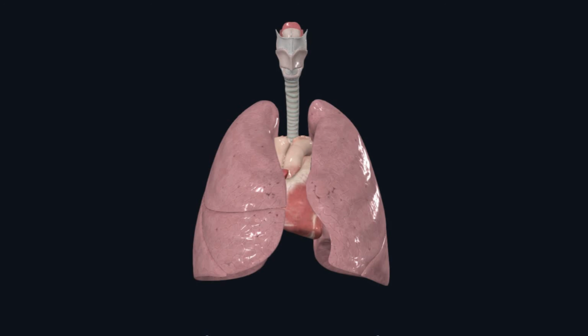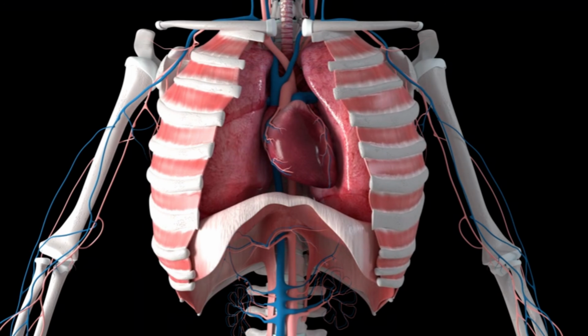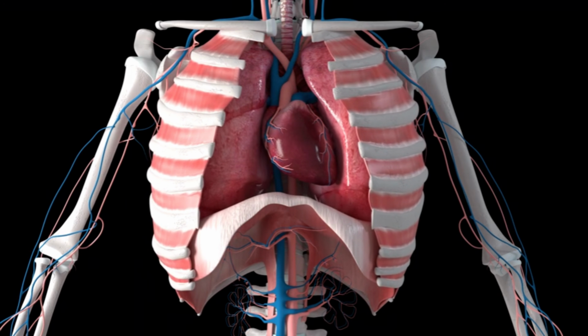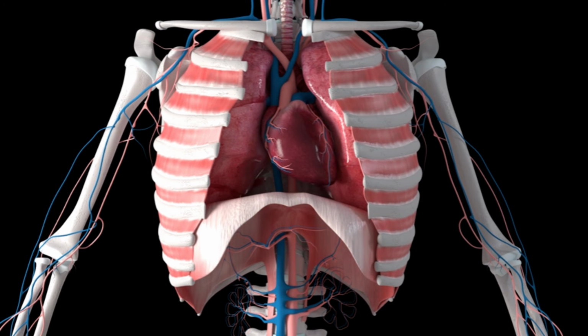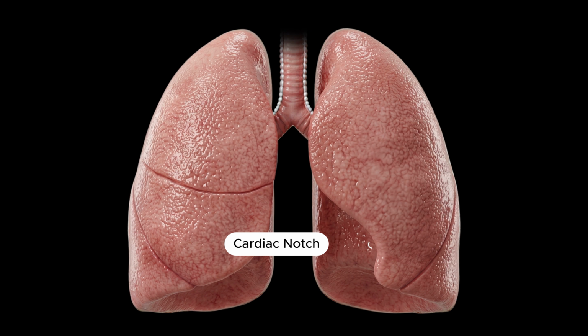The left lung is divided into only two lobes, the upper lobe and lower lobe. Between them, there is only a single oblique fissure. The left lung is slightly smaller because the heart is tilted toward the left side in our chest, and the left lung provides space to accommodate it. Because of this space accommodation, there is a distinct indentation in the left lung called the cardiac notch.